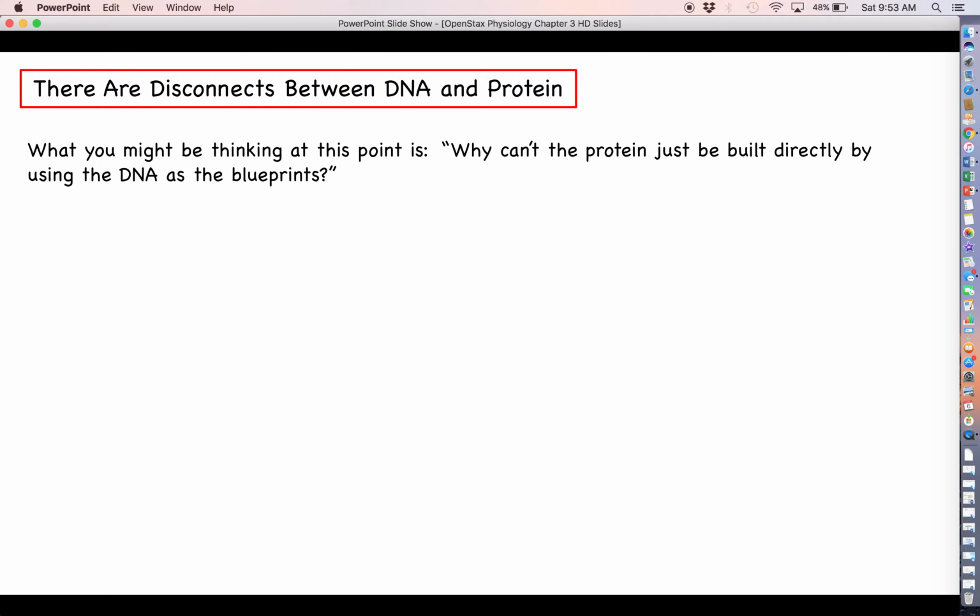One thing you might be thinking is, well, why can't the protein just be built directly by using the DNA as the blueprint? So here's the definition of the gene that we need to know. A gene is a segment of DNA that provides the instructions for making one protein. So basically think of it like blueprints for a house.